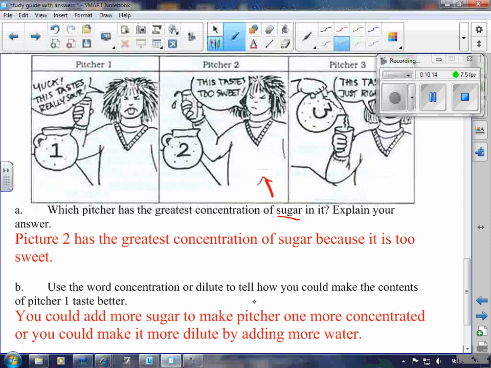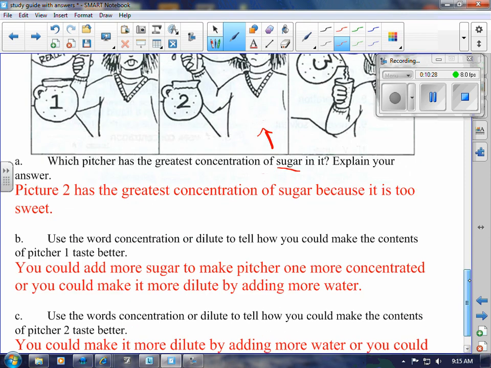Use the words concentration or dilute to tell me how you can make picture one taste better. And I would like you guys to be able to do both. So in order to make picture one taste better, it's super sour. You could add more sugar to make it more concentrated, or you could make it more dilute by adding more water, and that could help it.